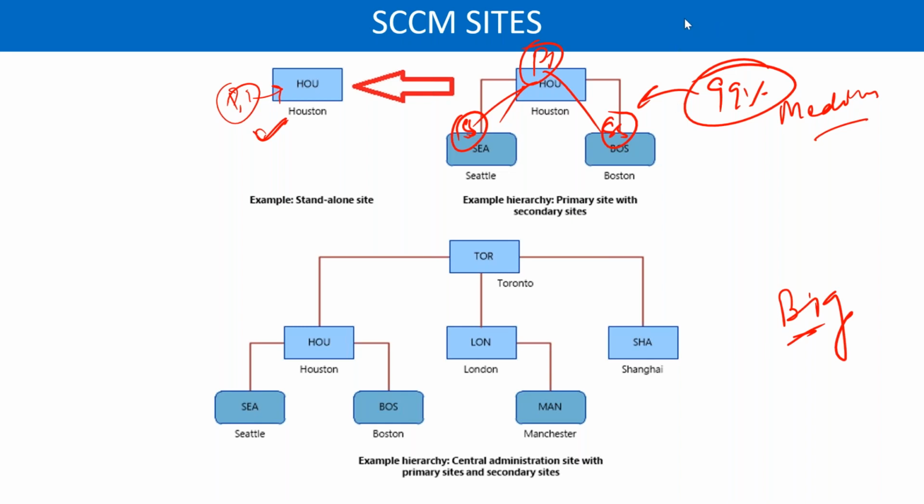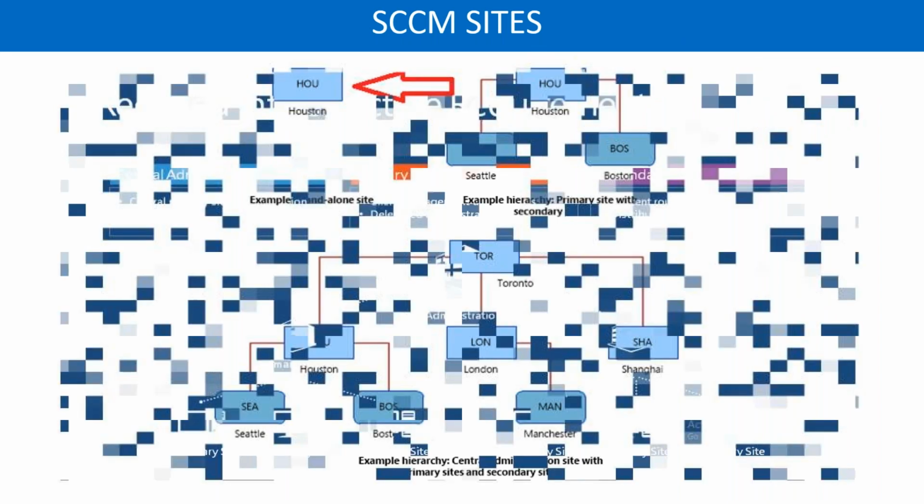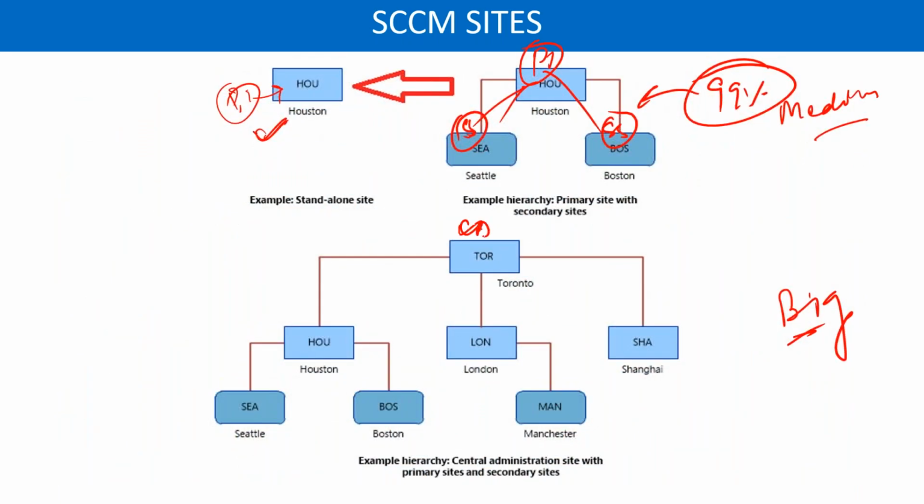This is for a big organization, and it is very rare. The CAS will be sitting on the top, then primary 1, primary 2, primary 3. They will report to central. Got it?